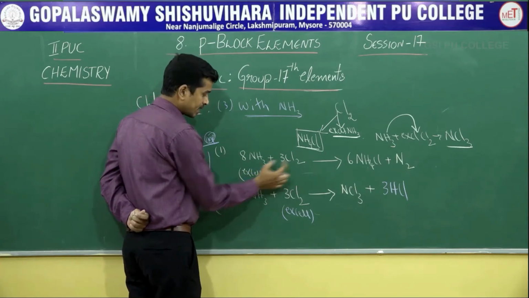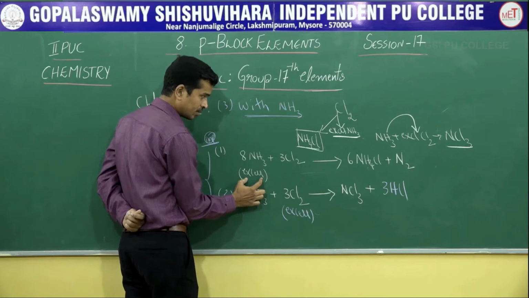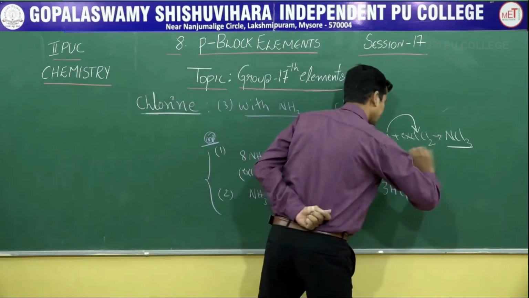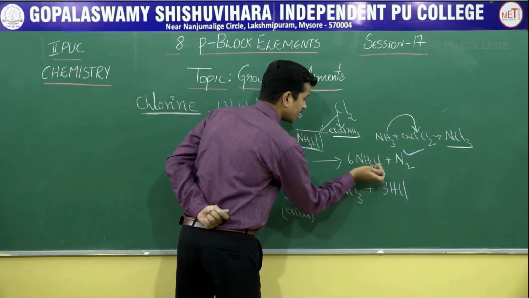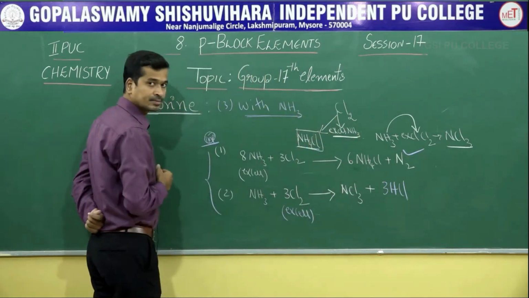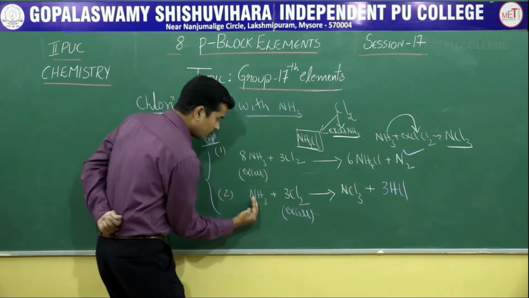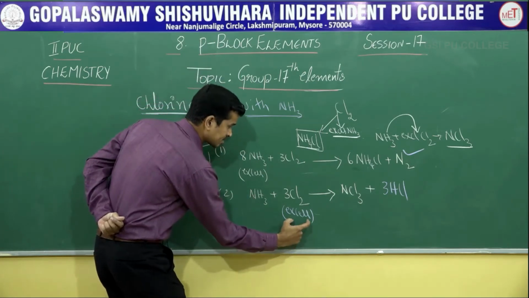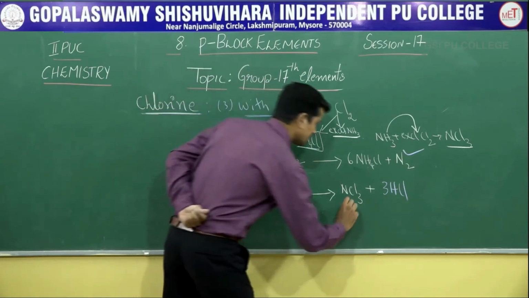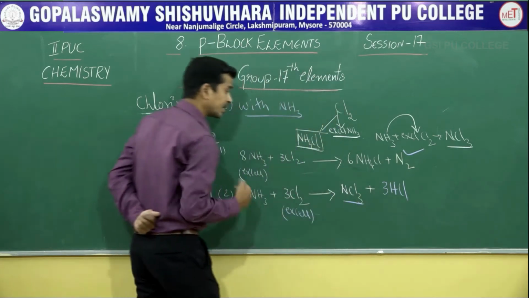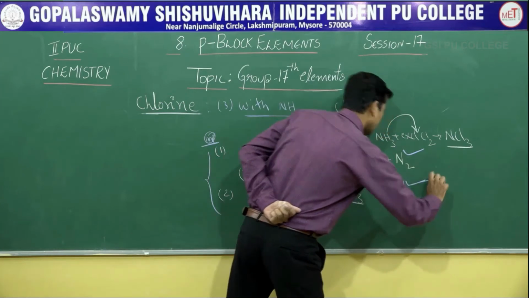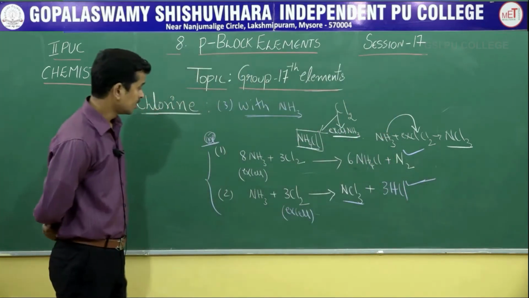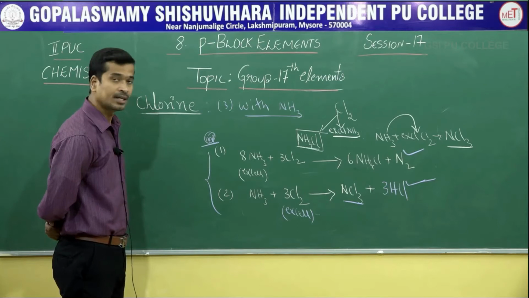Chlorine reacts with excess of ammonia with the liberation of N2 gas along with the formation of ammonium chloride, and ammonia reacts with an excess of chlorine to give NCl3, nitrogen trichloride, along with hydrochloric acid HCl. These are the two very, very important reactions.